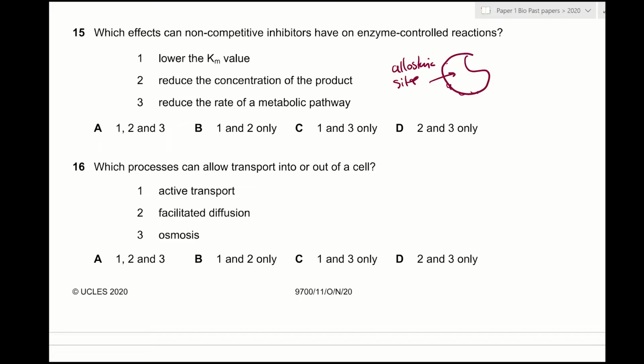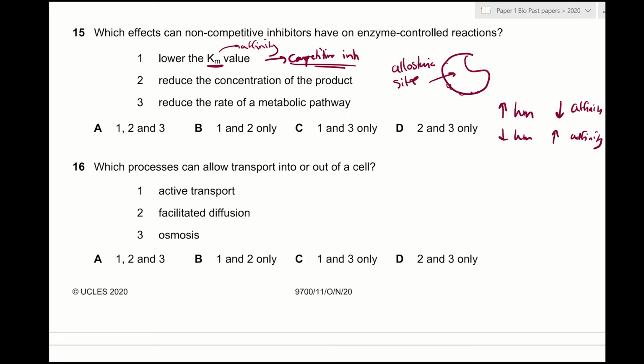1. Lower the Km value. Here the Km value is the Michaelis-Menten constant, and it represents the affinity. And they are inversely proportional. So the higher the Km value, the lower the affinity. And the lower the Km value, the higher the affinity. So first of all, affinity is only impacted when it is a competitive inhibitor, not a non-competitive. Why is that?